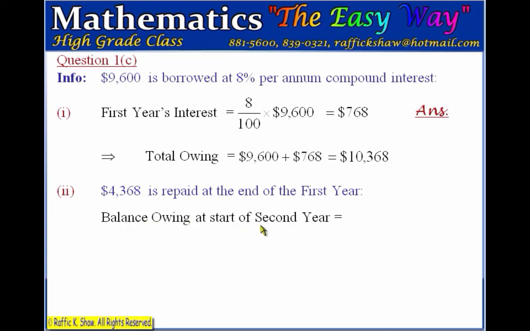The balance owing at the start of the second year will be equal to the total amount owing minus the amount that was repaid. And this is the calculation: the total amount owing, which is this figure here, minus the amount repaid, that's here. And when we do that calculation, the amount owing at the start of the second year, which is equivalent to the end of the first year, is $6,000.